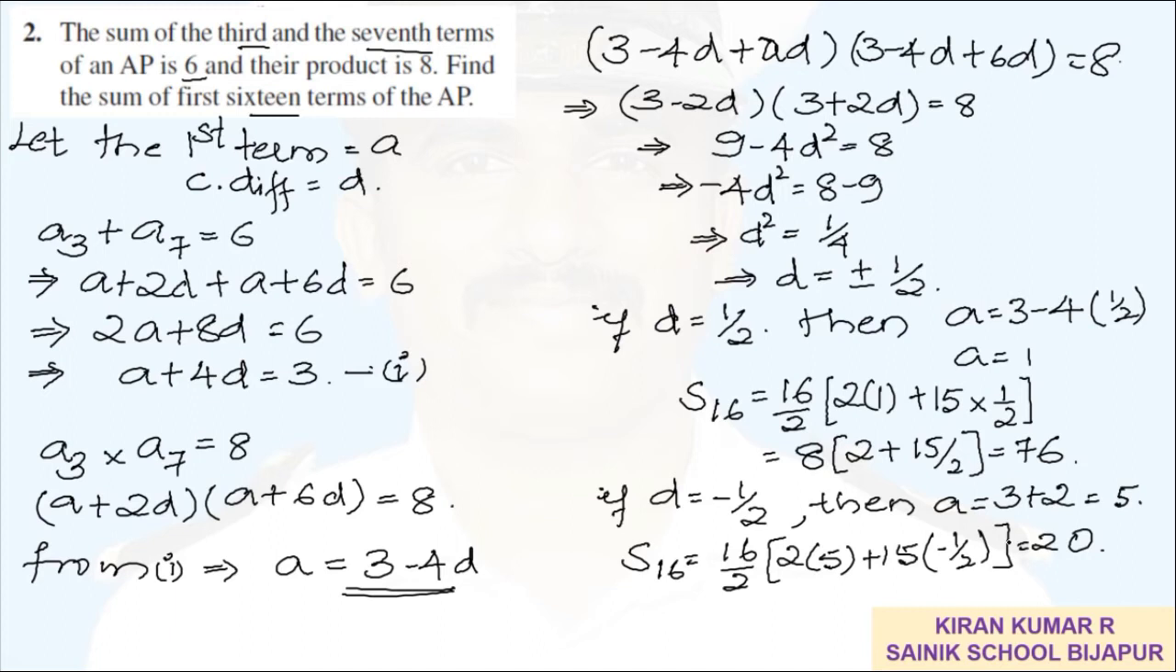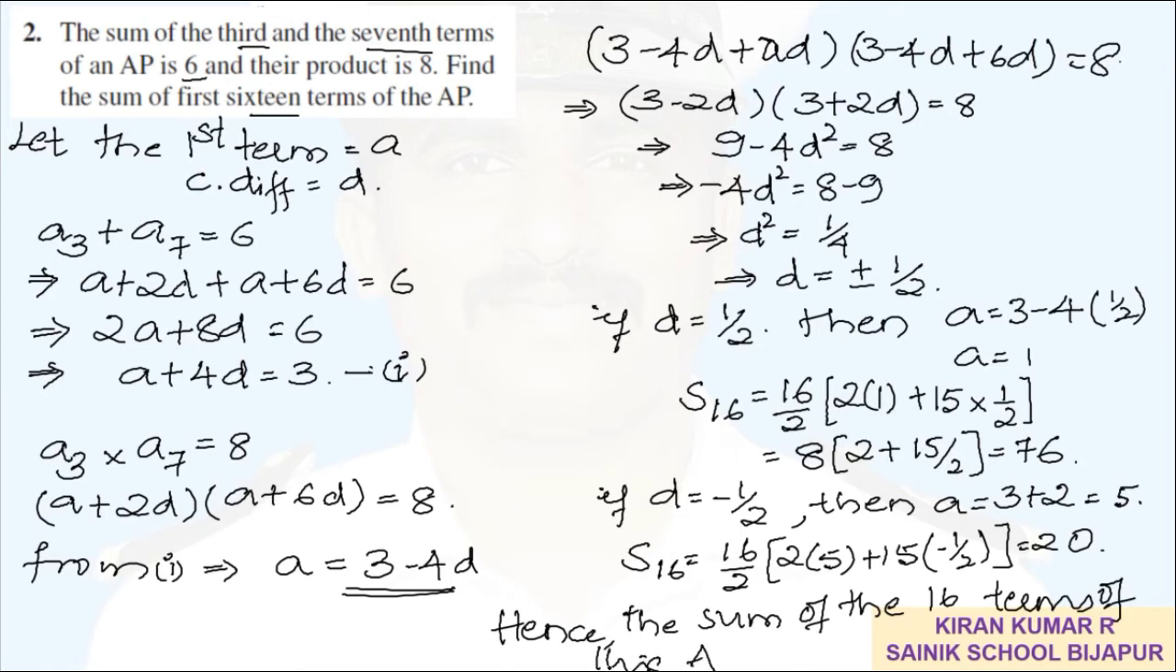Therefore, the sum of 16 terms of this AP is either 20 or 76, because there are two different common differences. Therefore, I can conclude, hence the sum of the 16 terms of this AP is 20 or 76.